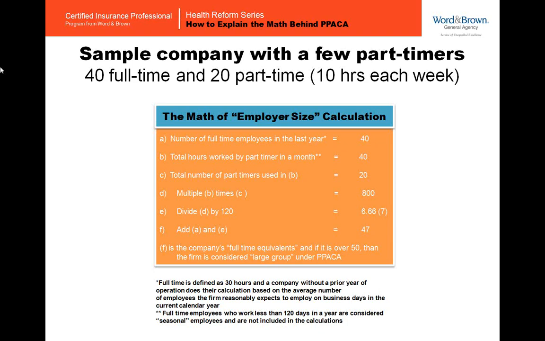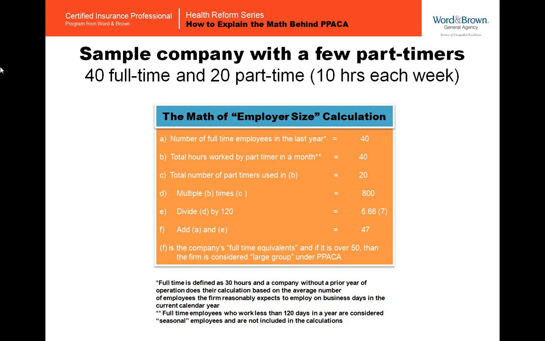How many part-timers in C were actually used during that month? And the answer was 20, as given with the example description above. D multiplies B times C in order to get the total number of part-time hours that were worked by everybody. In this case, 20 times 40 is 800. We divide by 120. The reason we divide by 120 is because PPACA tells us to divide by 120, but the logic of PPACA telling us to do it is that if the person had worked more than that, they would be up top in the full-time employees category.